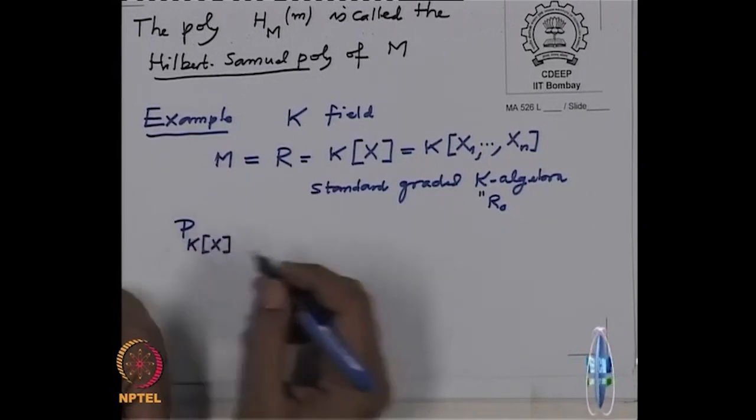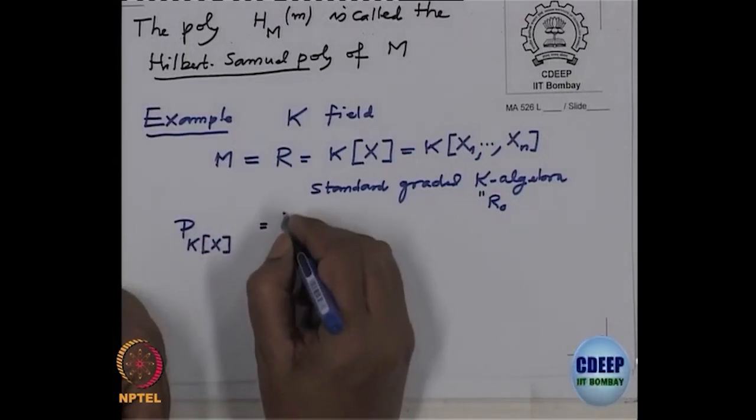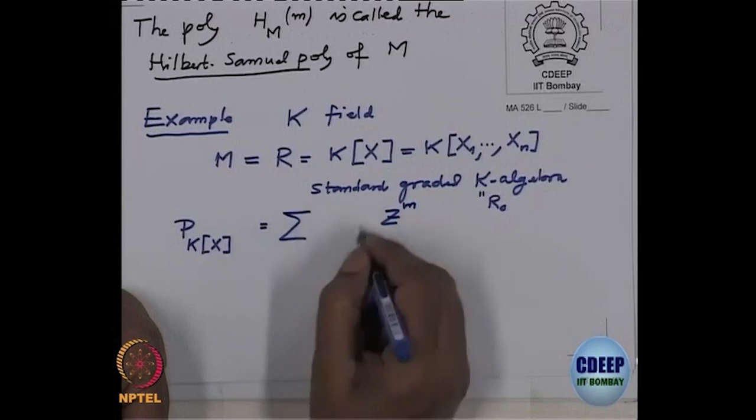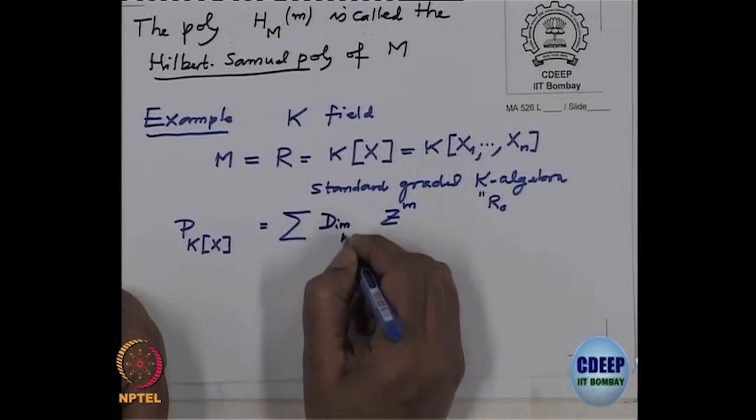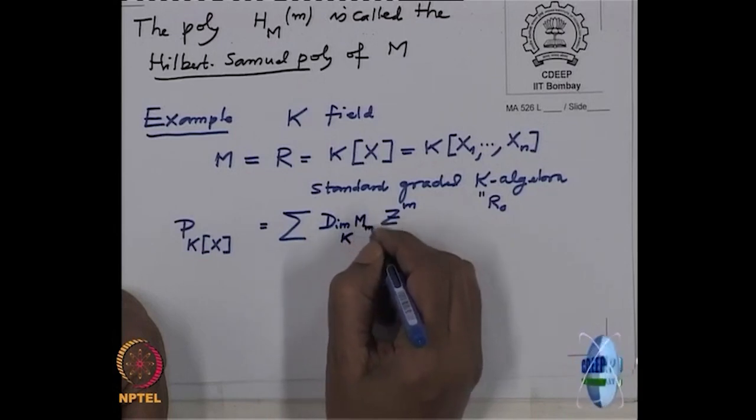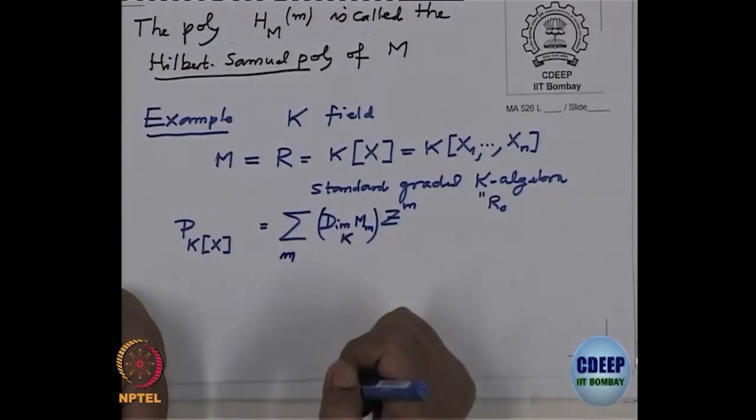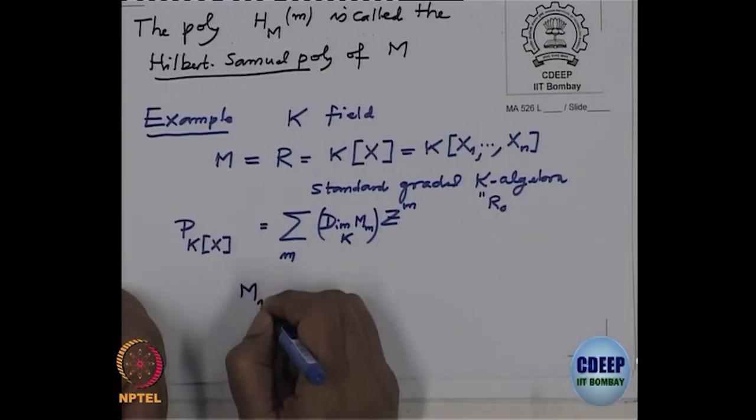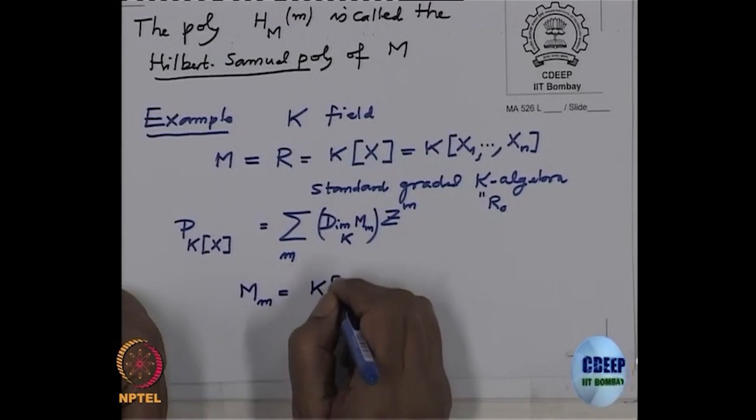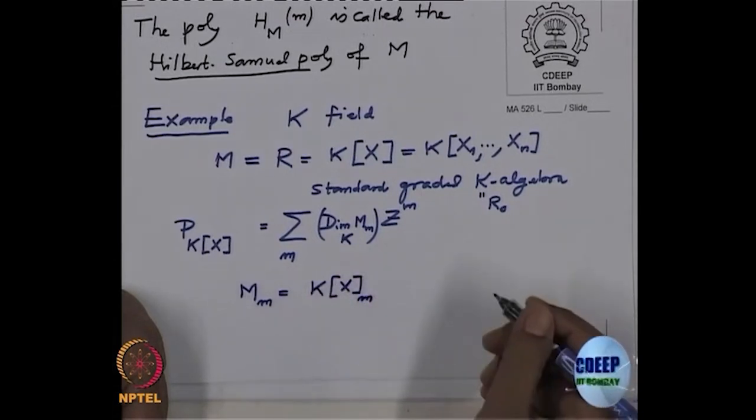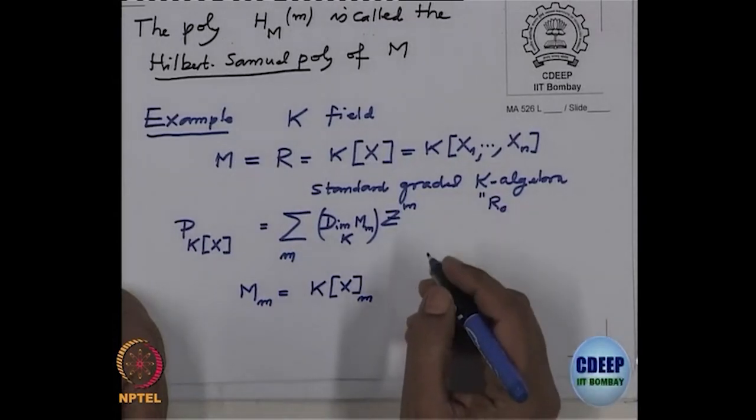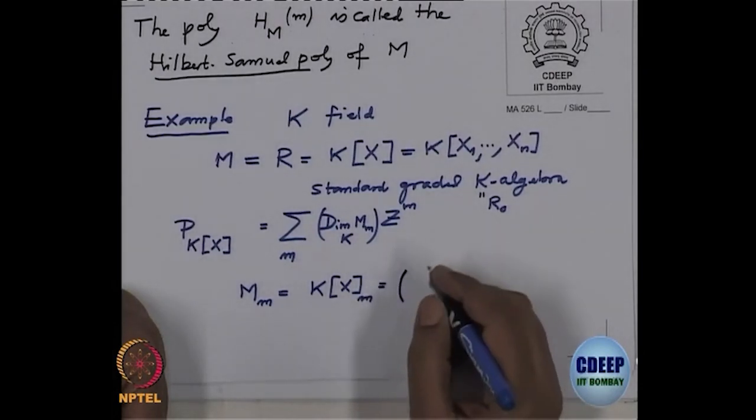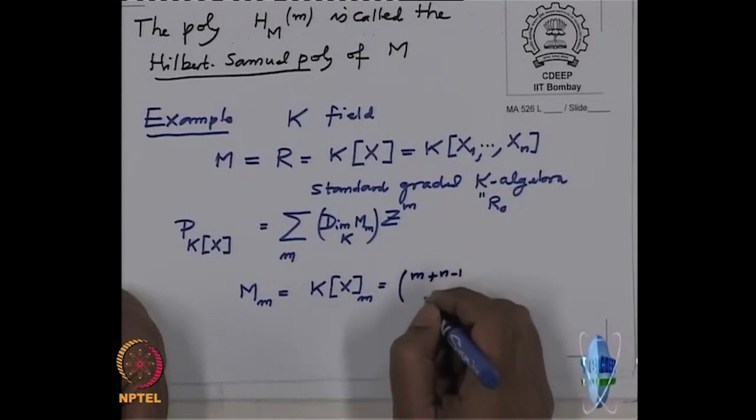What is the definition of P of K[x]? This is a series. What are the coefficients of z to the power m? The coefficients are precisely the dimension over K of M_m, running over m. So you need to compute the dimension of M_m. M_m is the homogeneous component of degree m, and what is its dimension? This is a binomial coefficient: m plus n minus 1 choose n minus 1.